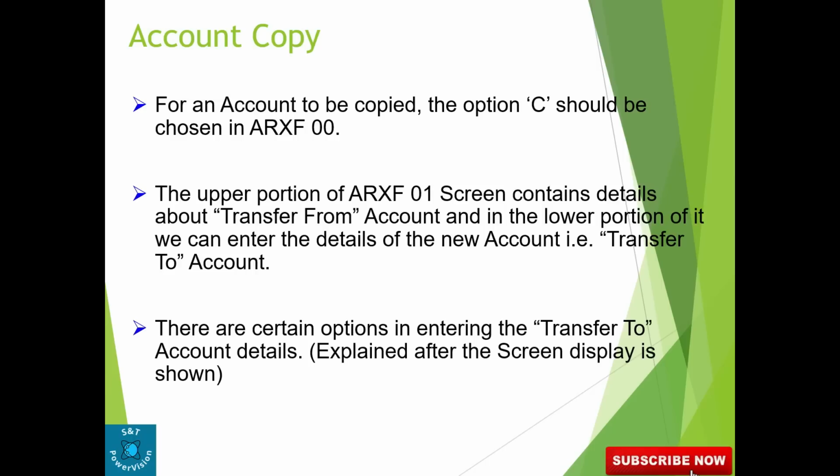For an account to be copied, the option C should be chosen in AR Accept 00. The upper portion of the AR Accept 01 screen contains details about the transfer from account, and in the lower portion we can enter the details of the new account, that is, the transfer to account. Basically, we have to give the option here, either account number or product transfer P. Once entered, we have to give the details for which org logo we want to upgrade. After that, once the account gets transferred, the account number is automatically generated here.